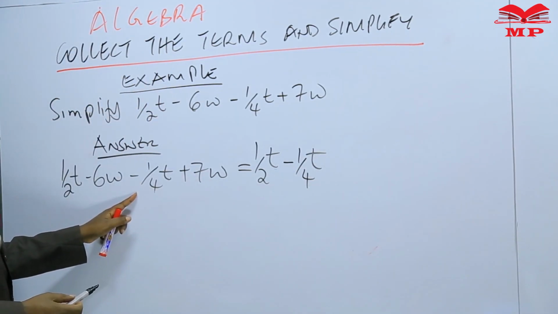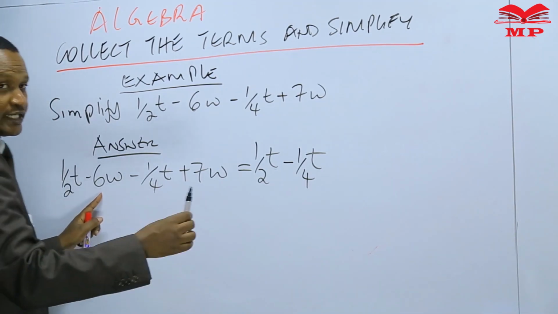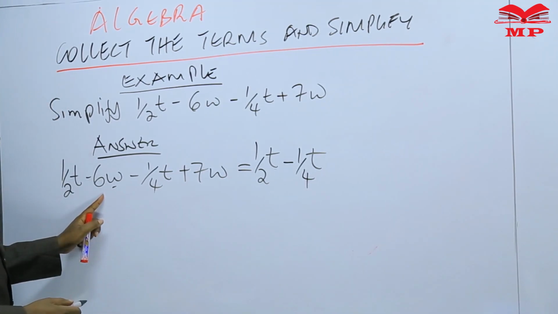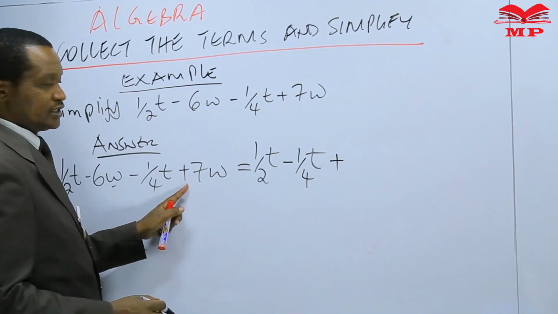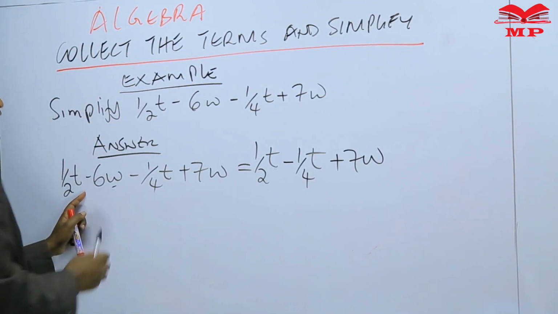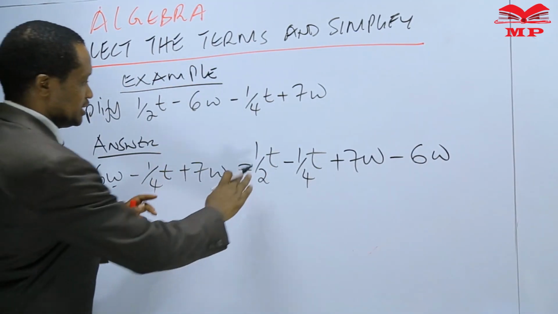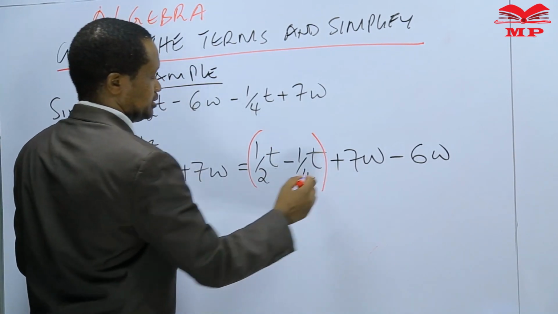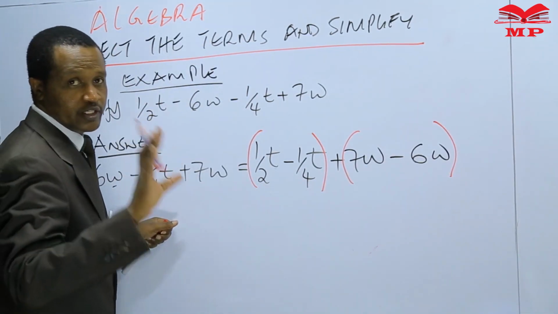Then the next term is 6w. It is like 7w because these two numerical terms share the letter w. And since this has a positive sign, we will start by writing down 7w, then minus 6w. So we have collected the terms. As you can see, these two are the same, then there is these two. So we have gathered or collected the terms.